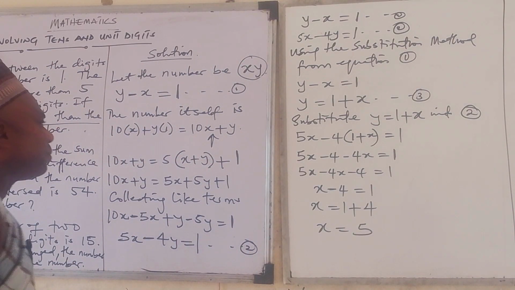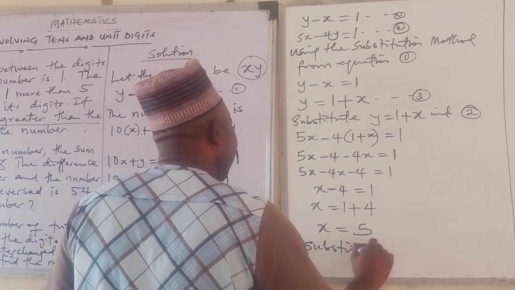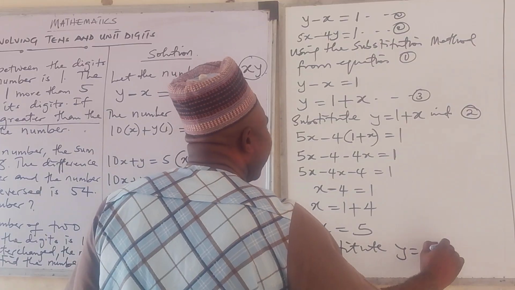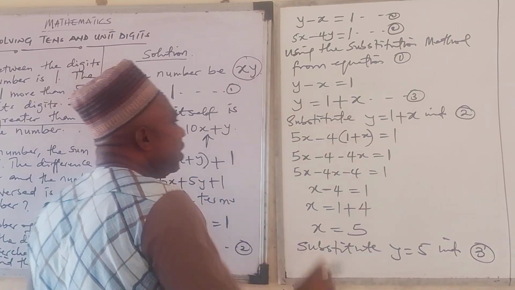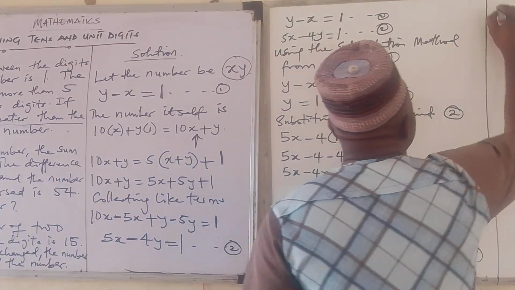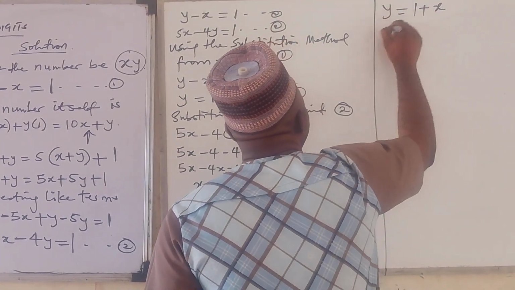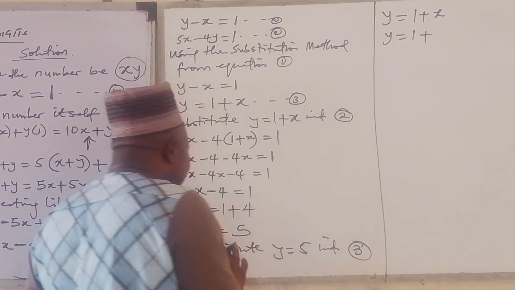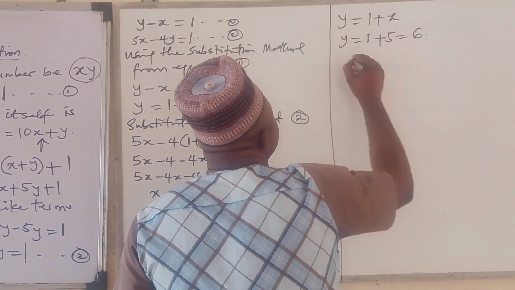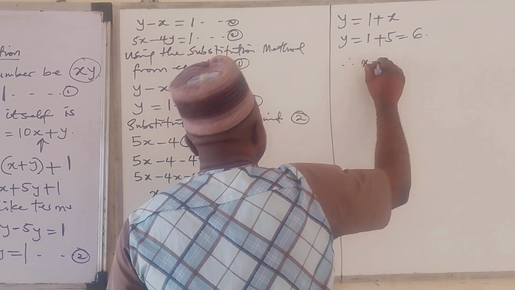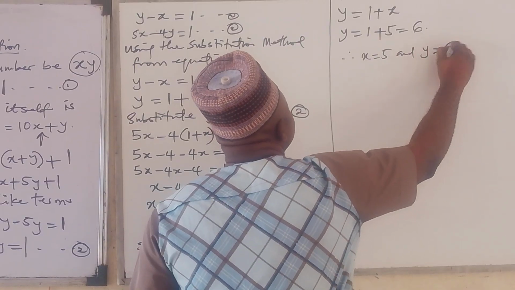Now we have seen the value of x to be equal to 5. Let's get the value of y. So let's substitute x is equal to 5 into equation 3. In our equation 3, we said y is equal to 1 plus x. So y will be equal to 1 plus, the value of our x is 5. So we have 1 plus 5, which is equal to 6. So therefore, x is equal to 5 and y is equal to 6.